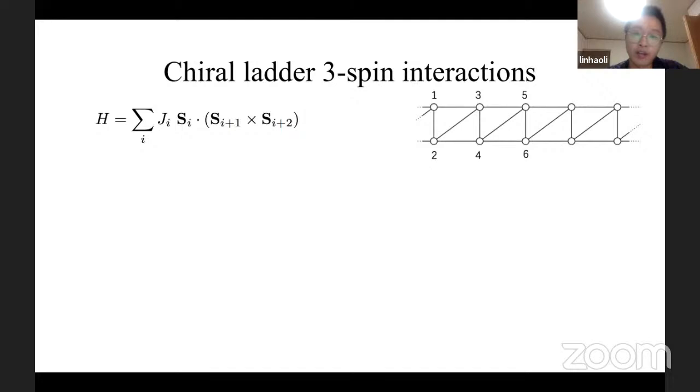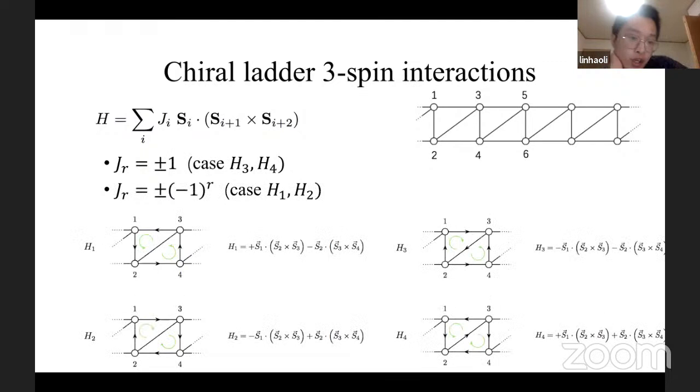Then the coupling coefficient will depend on the orientation of each triangle, and hence we have chiral ladder three-spin interactions. For example, if J_r is minus 1 to the r's power, all triangles are anticlockwise configured as a Hamiltonian H1. And if J_r is minus 1 to the r plus 1's power, all triangles are clockwise configured as a Hamiltonian H2. These two Hamiltonians only preserve the two-site lattice translation symmetry. Moreover, if we consider the staggered clockwise and anticlockwise configuration, the coupling coefficient J is constantly 1 or minus 1, which corresponds to the Hamiltonians H3 and H4. And these two Hamiltonians will preserve one-site lattice translation symmetry.